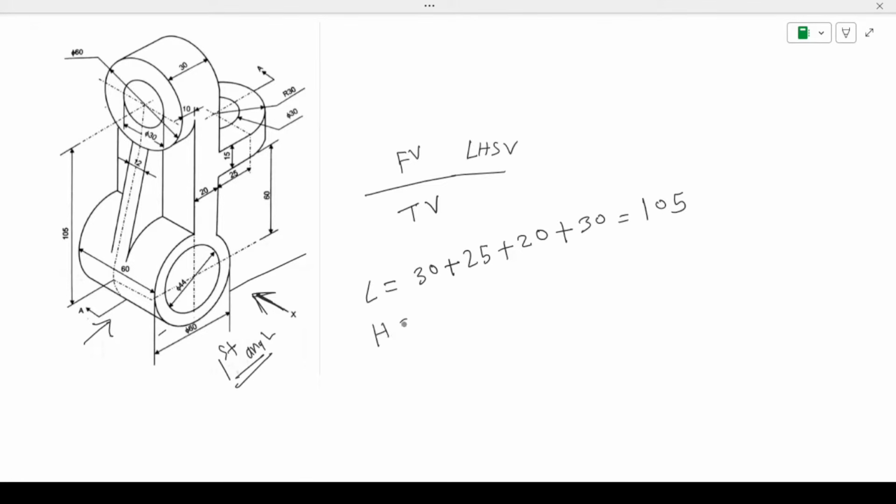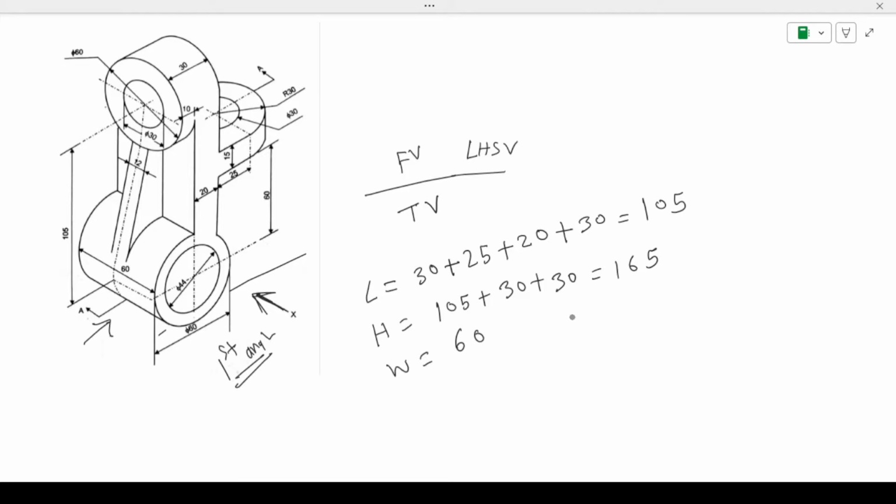The next is the total height. Here the center point to center point distance is given, it is 105. So first take this 105, plus the remaining upper radius, which is 30, plus the lower radius of this cylindrical shape, which is again 30. So it is equal to 105 plus 30 plus 30, which is 165. The total width is equal to 60. So this is our basic calculation which is required to draw the orthographic projection.